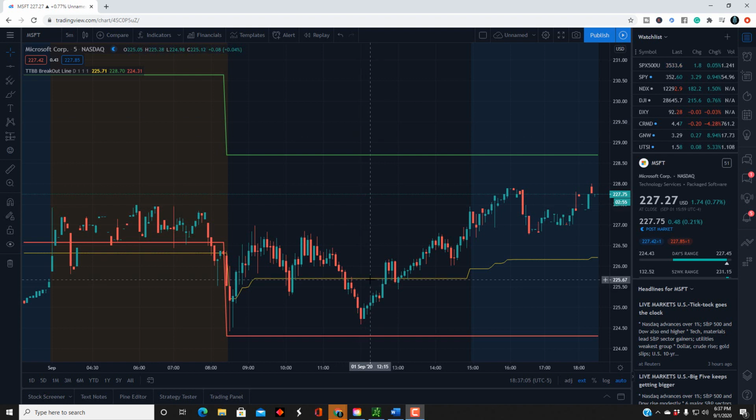1, how to top tick. 2, how to bottom tick. 3, how to find a bullish breakout. And 4, how to find a bearish breakout.